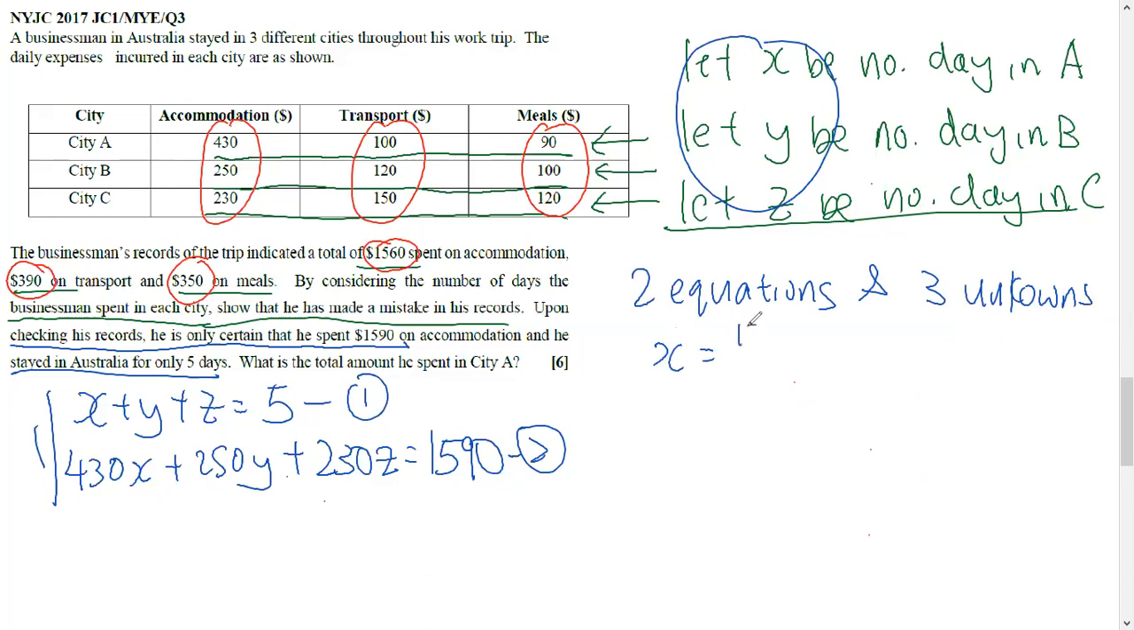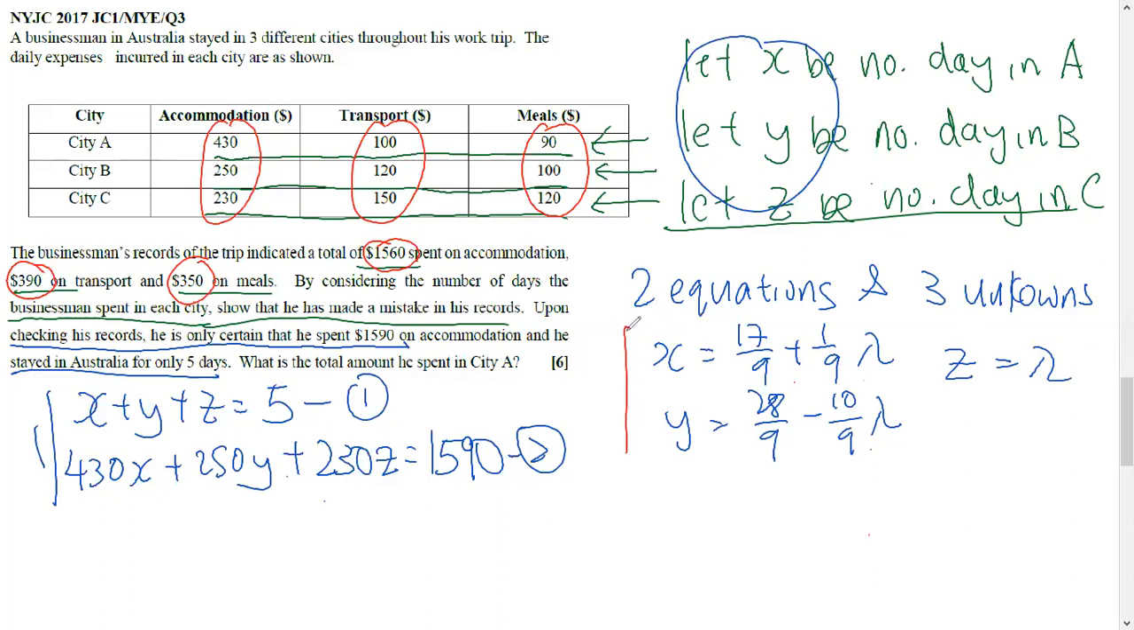X is equals to 17 over 9 plus 1 over 9 lambda. Y is 28 over 9 minus 10 over 9 lambda. And Z is equals to lambda. So for this special case whereby we have 2 equations, 3 unknowns, we have this solution. How do we interpret this solution? This solution actually means to say that there is infinite possibilities.